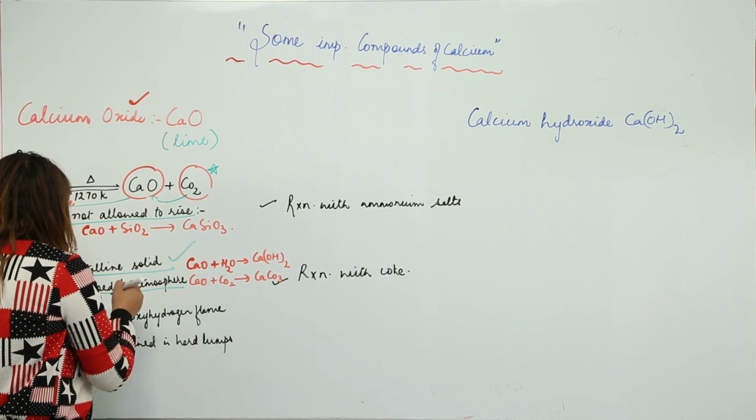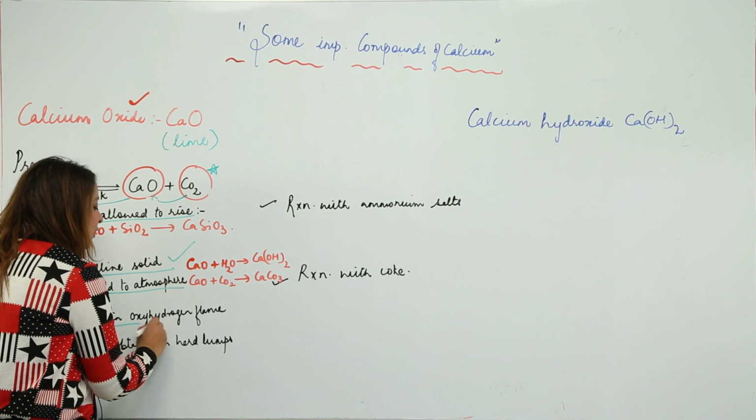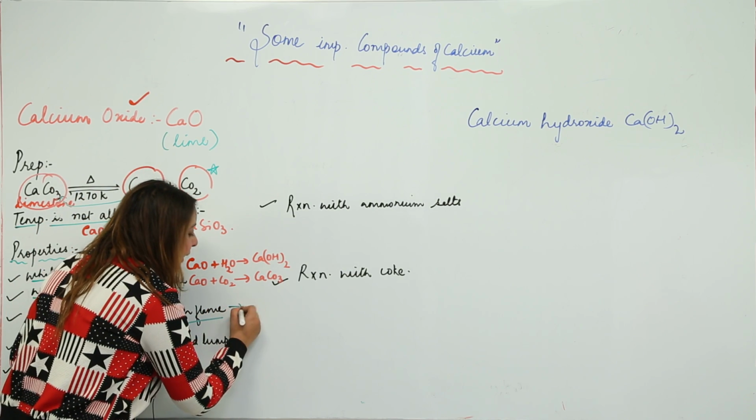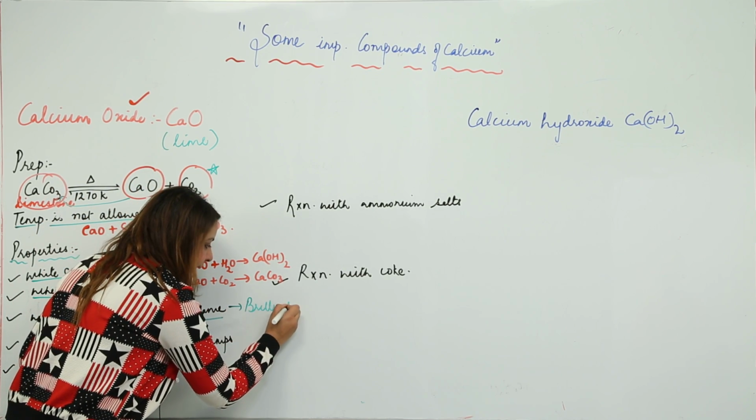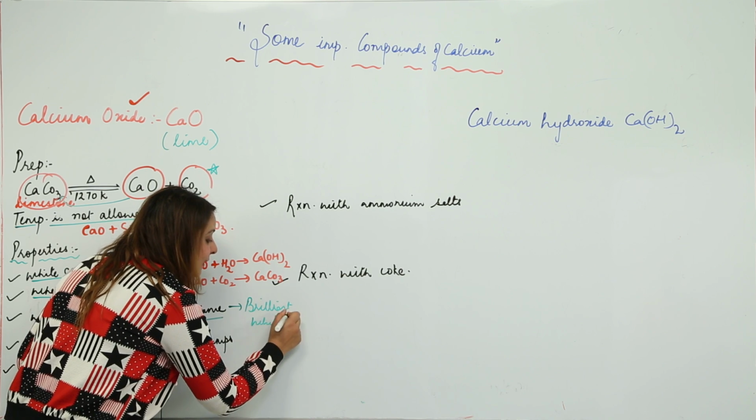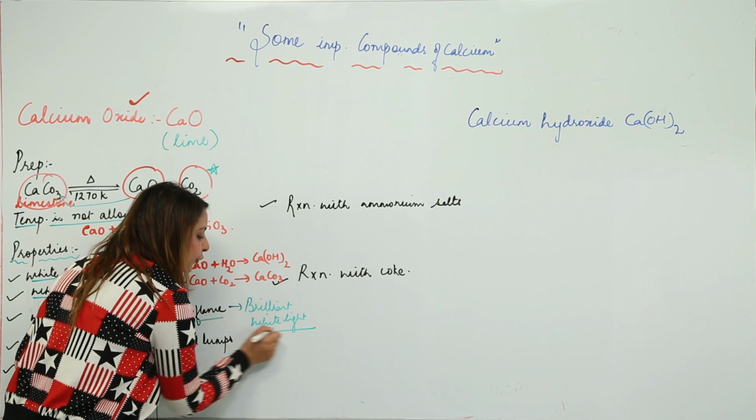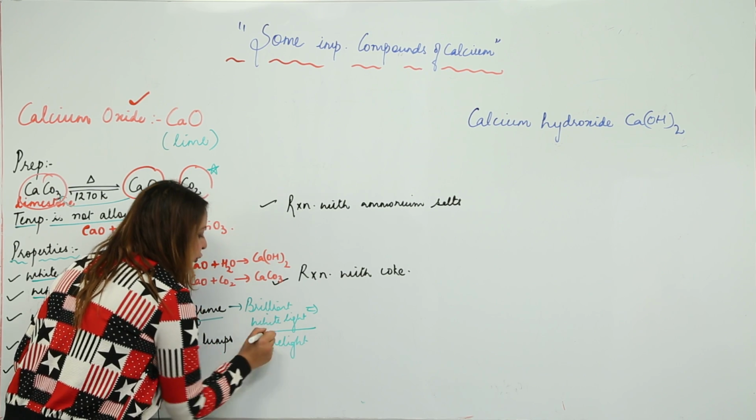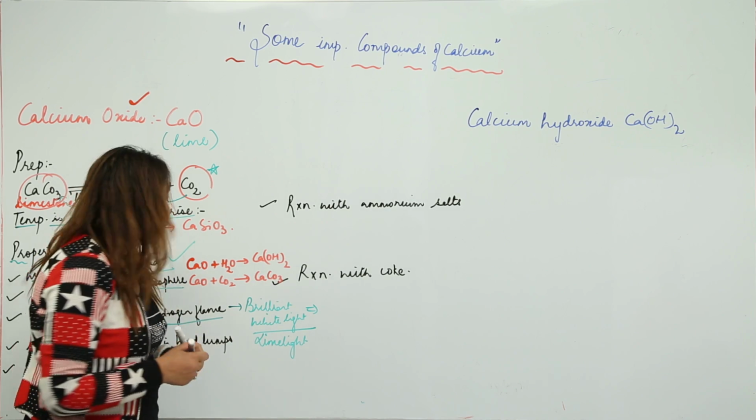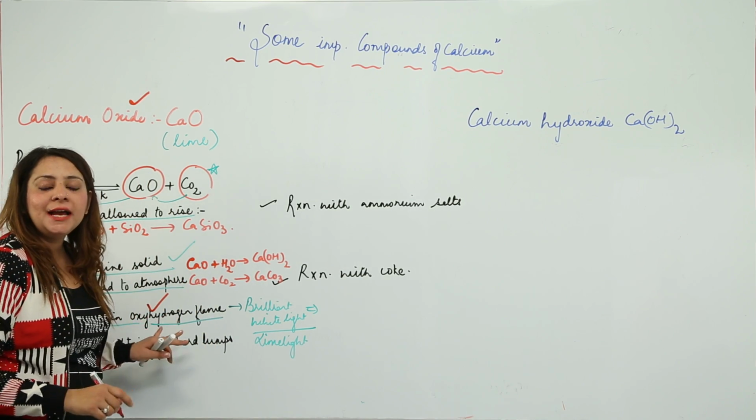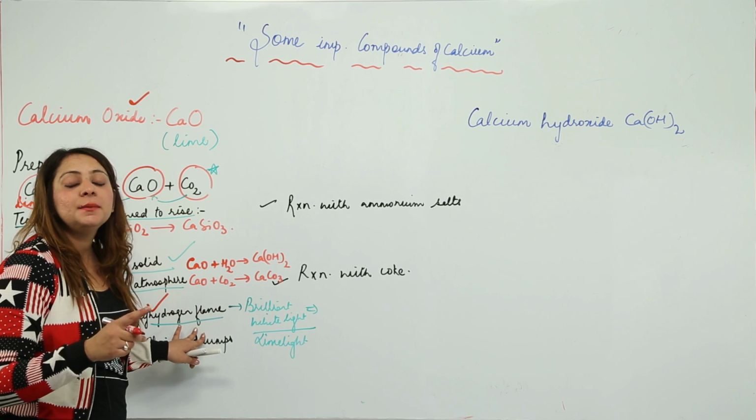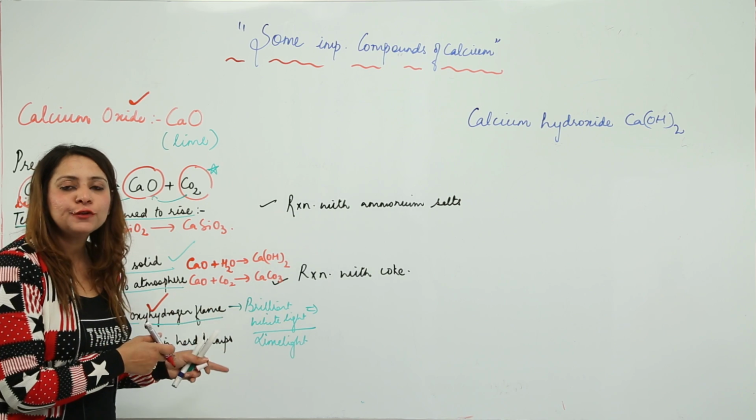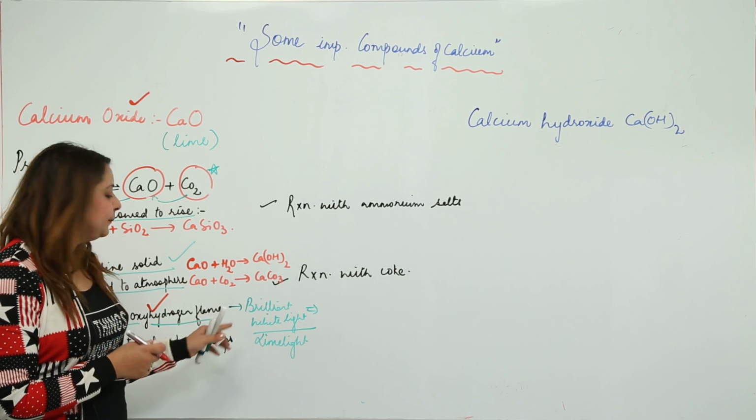The third property is that when we heat it in an oxyhydrogen flame, it emits a brilliant white light, and we have a certain name for that light, called limelight. You may get this question for 1 mark: what is limelight? You should know that whenever lime is burned in an oxyhydrogen flame, it emits a brilliant white light, which is called limelight. That means it is the light of lime, so it is called limelight.